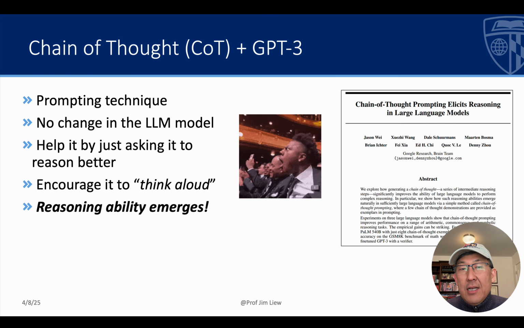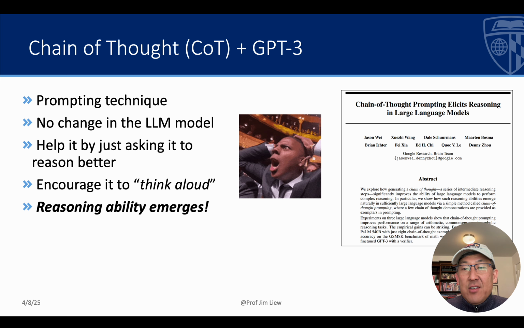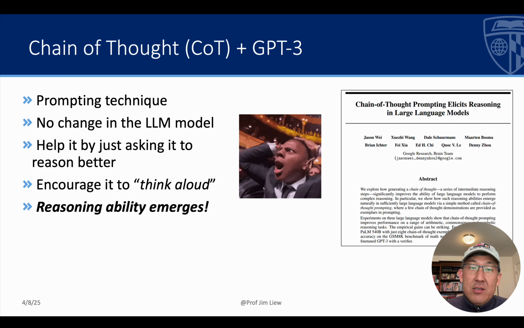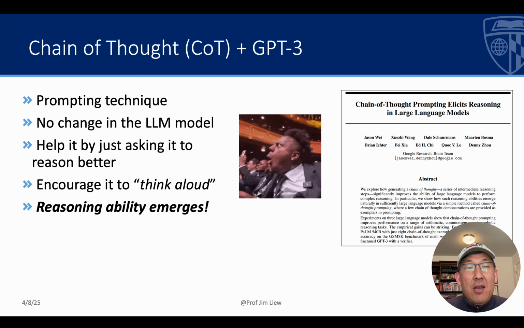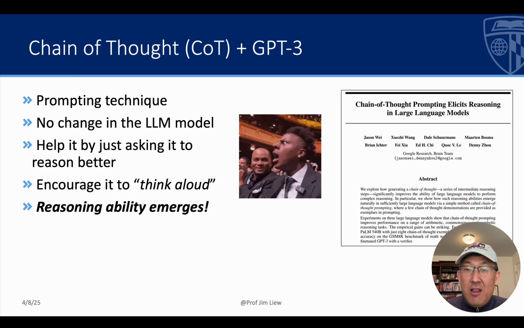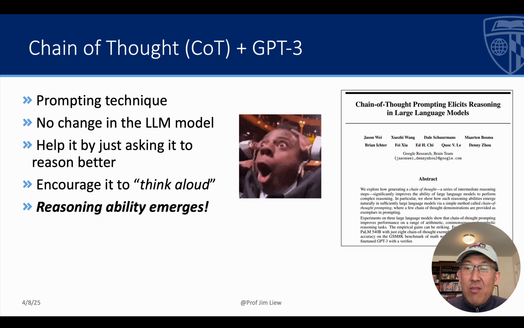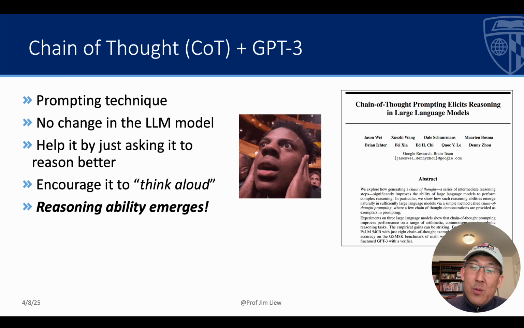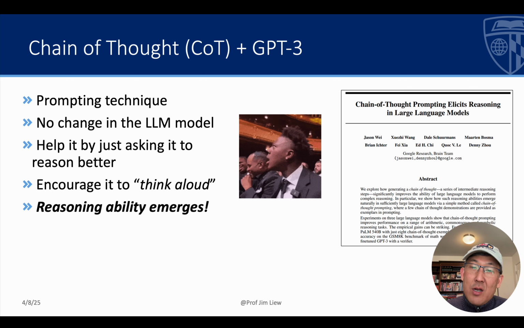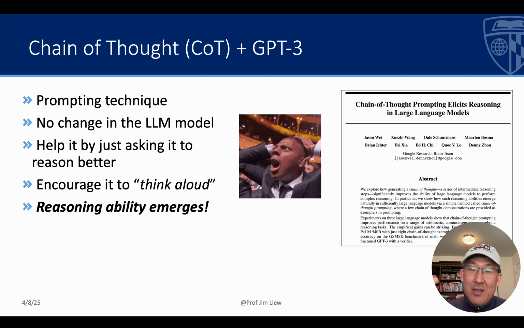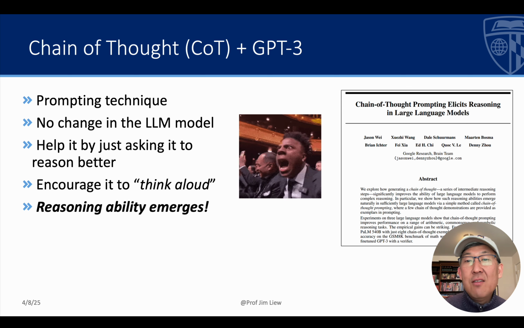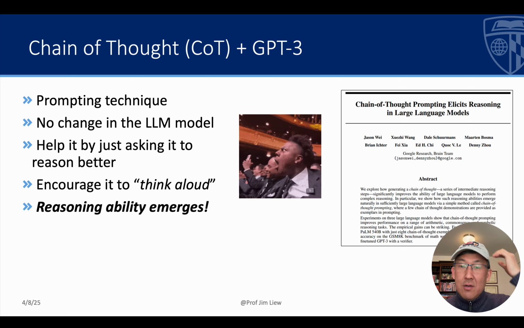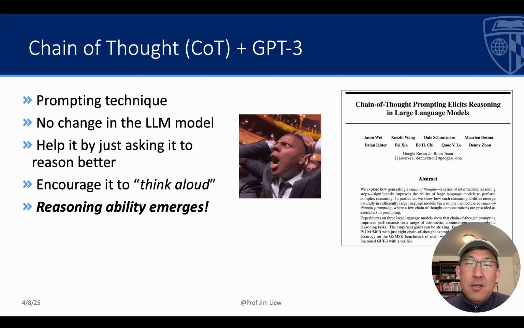The chain of thought was actually very interesting, because it's just a prompting technique. You don't change anything in terms of the weights of the LLM. You take it as is, and you ask the LLM to think about this step by step, or you even put in an example of how you should think about this problem step by step. And then it learns to start thinking step by step. That was very, very exciting, very interesting. That occurred in GPT-3, and that was very surprising to many people.